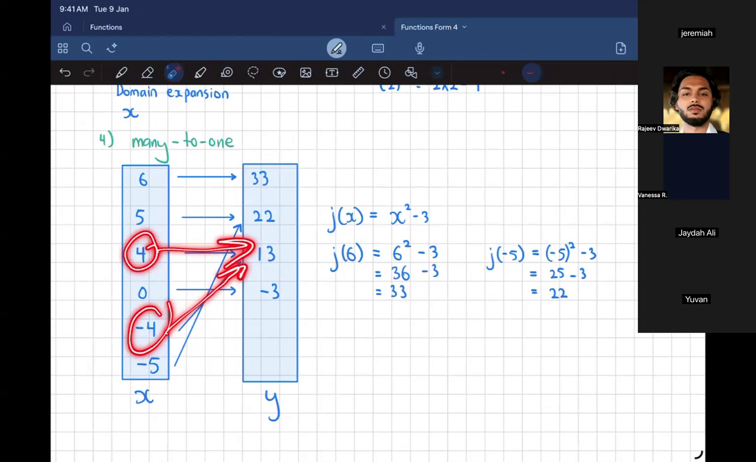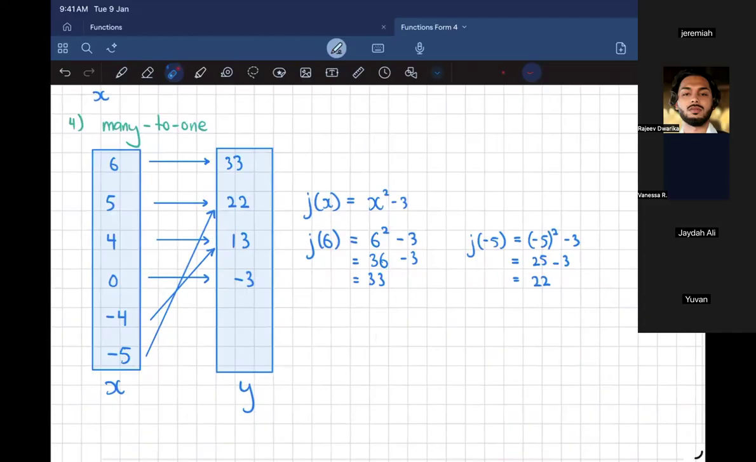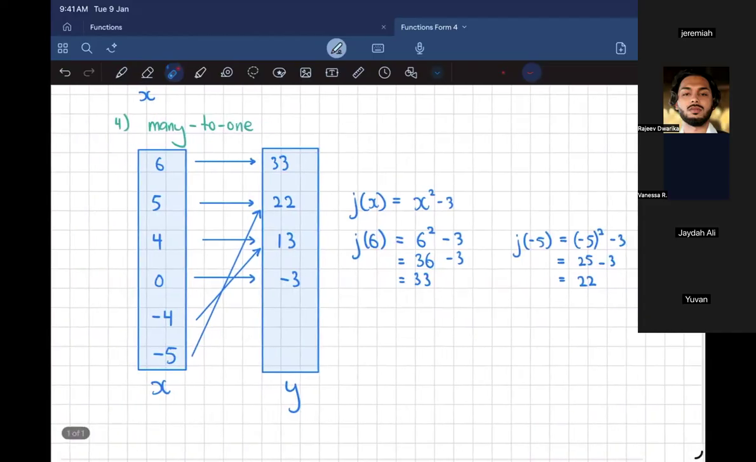And you can see that 4 and minus 4, yes, so many of them go into 13, which is 1, right? So, Yvonne, you understand that? Yeah? Okay, cool. So these are the two types of functions you need to know. So I will allow you all to make the corrections and take down the notes. So do that and we'll move on.